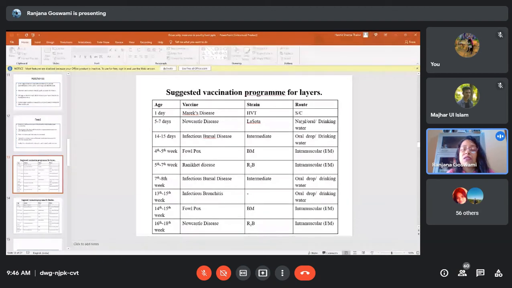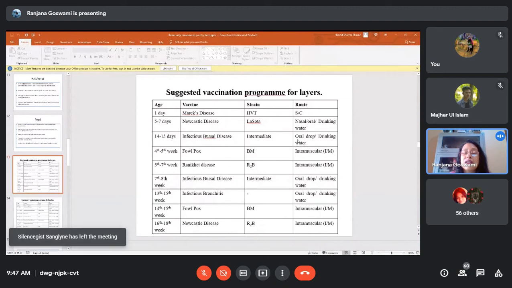You are going to give it by nasal, oral, or drinking water. These are the different types of strains that are available in the market. At 14 to 15 days, it is the IBD or infectious bursal disease, also known as Gumboro disease, given as oral drop or in drinking water. At the fourth to fifth week, you give fowl pox intramuscularly. Now, this fowl pox you give only in those farms where pox is prevalent. Otherwise, you are not going to give it.